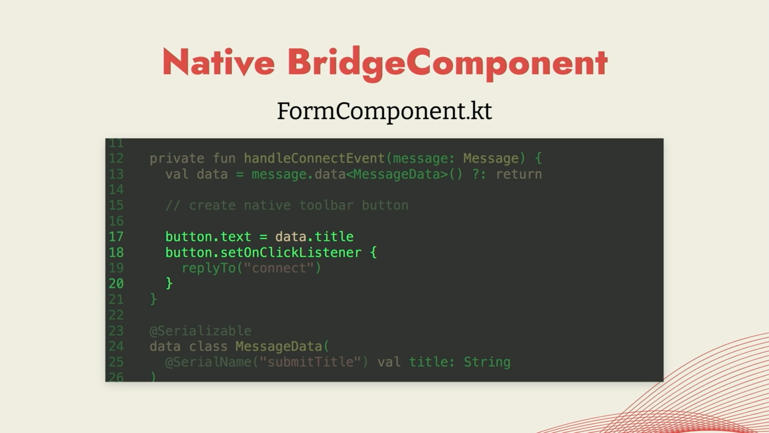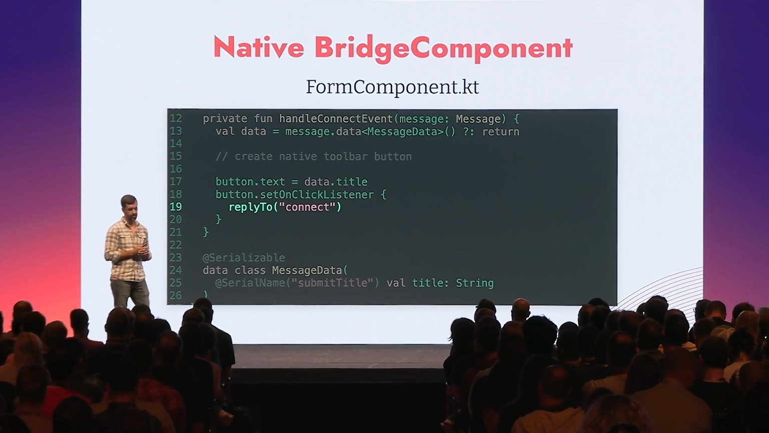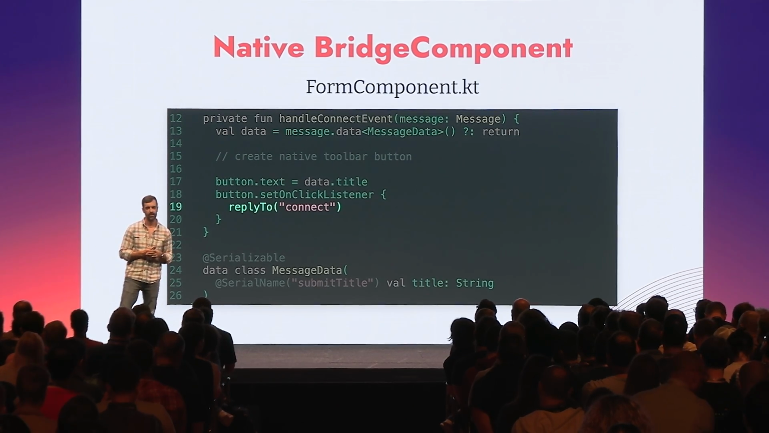And then we're going to set an on-click listener for that button. Then what we're going to do is, when the user taps the button, we're going to reply back to the connect event message that was last received. You can also optionally pass data along when you reply, but we don't need to do that here. All we need to say is the user did the thing that we need to, and we're going to reply back to the connect message.